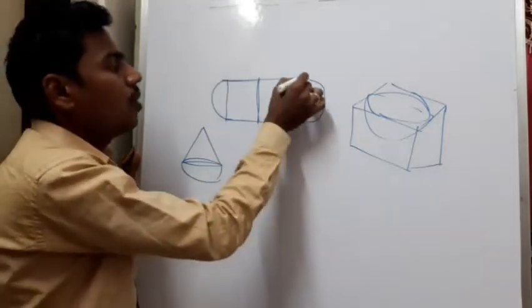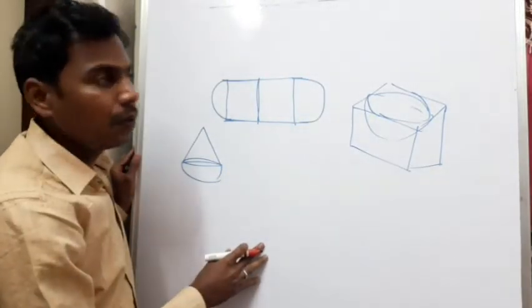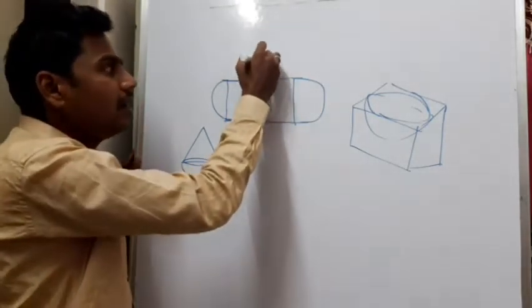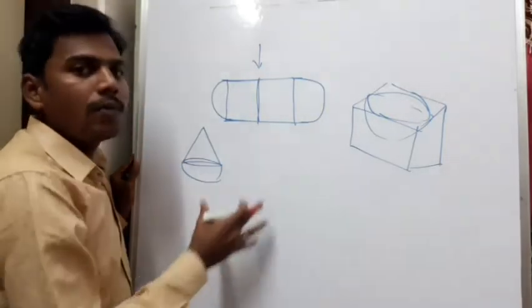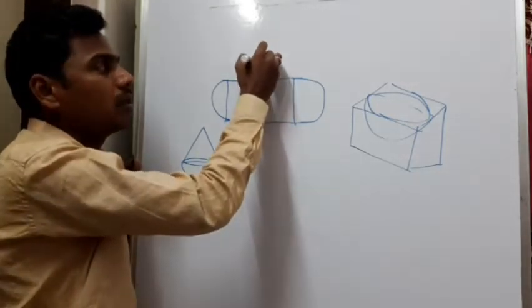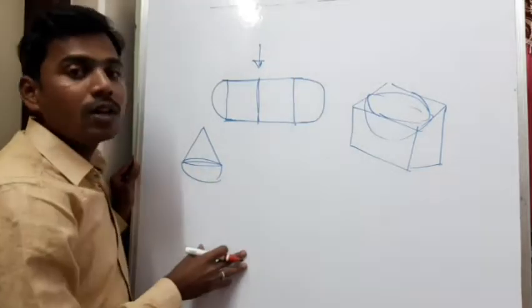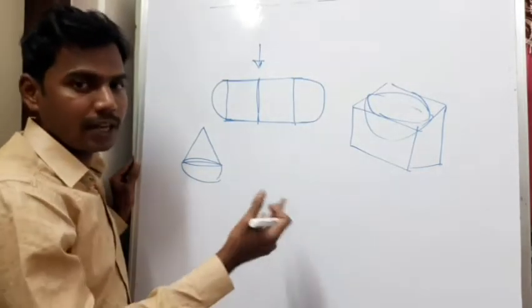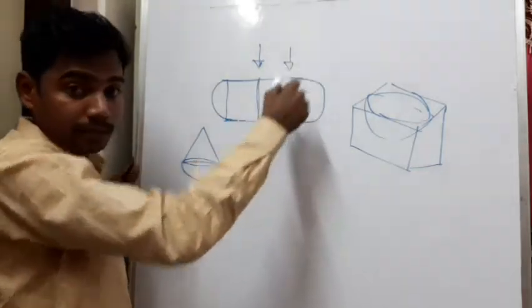So now in this particular exercise 13.1, you are going to find the total surface area and the volume of the combination of the solids. So you are not going to study about the volume in this particular exercise 13.1, but you are going to study total surface area and curved surface area or lateral surface area of the combination of the solids.